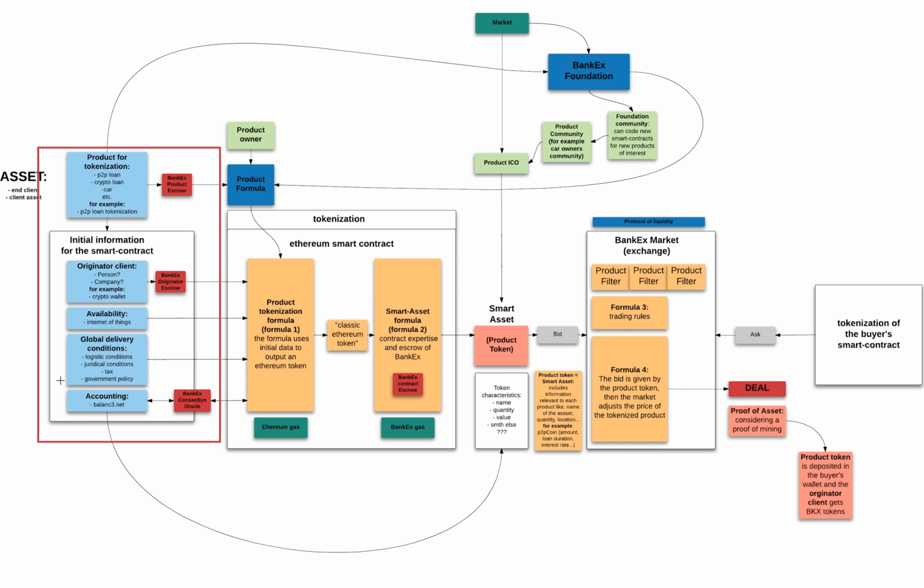So we need the information about the originator client. Say it could be a person or company, here it's the car owner. Then this information goes to the BANKEX originator escrow. So we check if, say, the person was involved in some scams or the person has a good reputation.